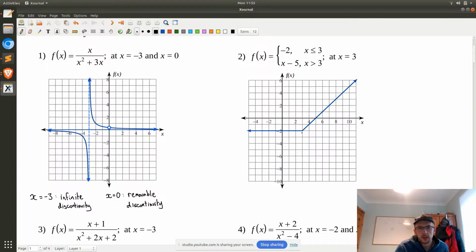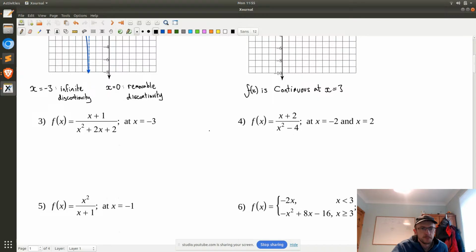So it's not differentiable at that point right there, but it is continuous. So I believe that I can just say f of x is continuous at x equals 3. And now I must check. Okay, that's in agreement. All right.